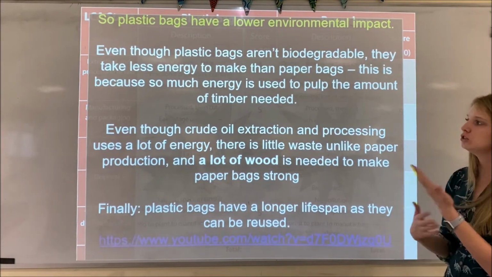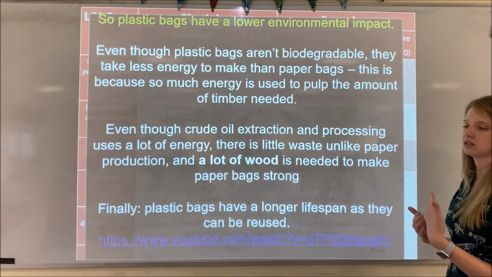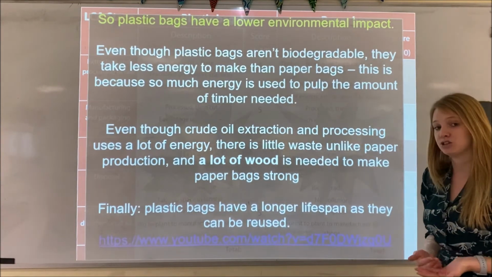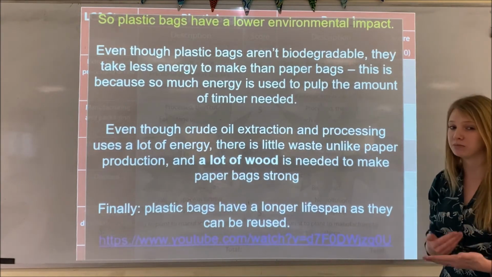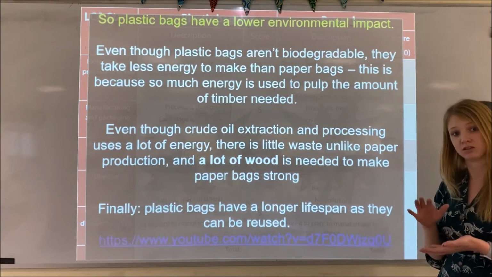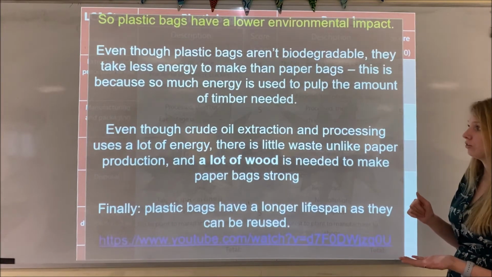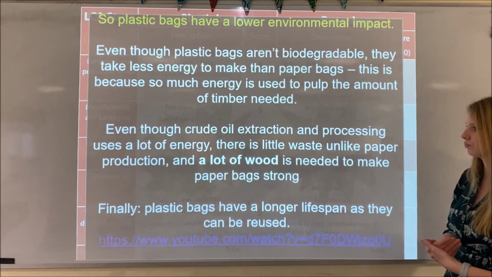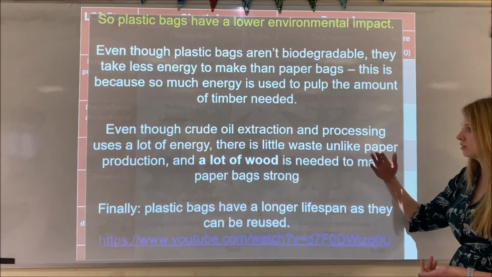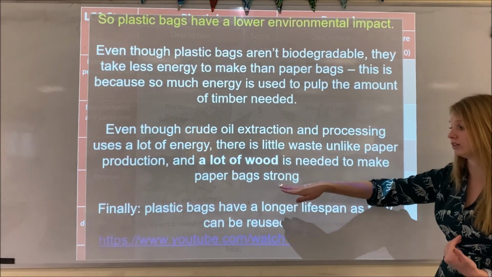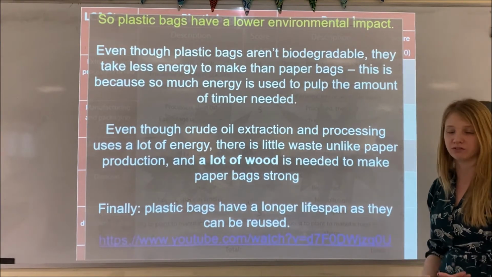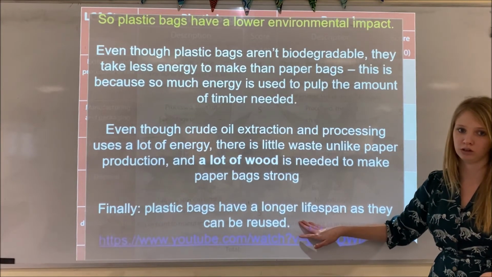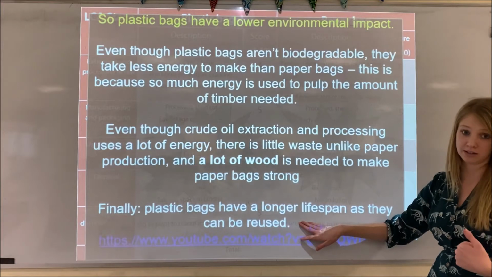And it's due to those ideas that I said right at the beginning. So the fact that plastic bags actually take less energy to make in the first place, and you can make more plastic bags than paper bags within the same mass. So you can carry more. So in terms of your transport, that is going to make a little bit of a difference. The waste coming from paper production and the amount of wood needed is quite damaging for the environment. And the fact that plastic bags can be used a lot longer is also a factor.